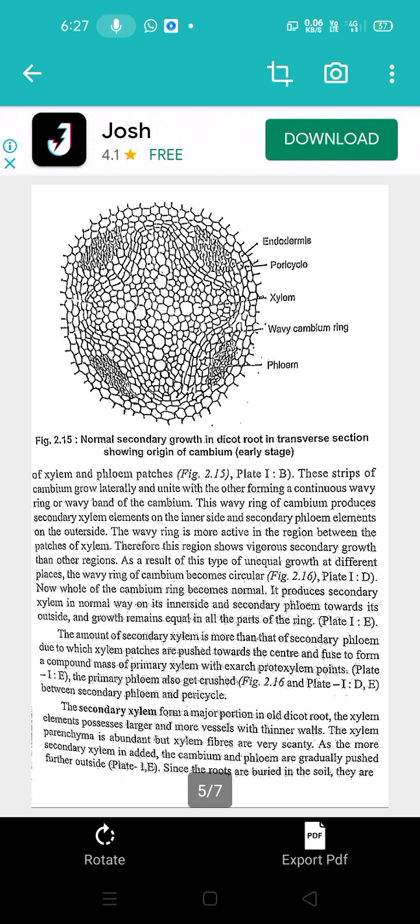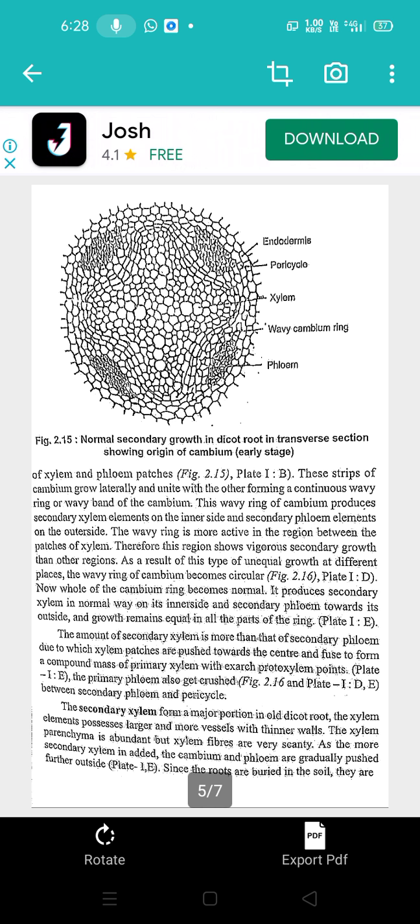of cambium. In this way, the ring of cambium produces secondary xylem elements on the inner side and secondary phloem elements on the outer side. The wavy ring is more active in the region between the patches of xylem. Therefore, this region shows more vigorous secondary growth than the outer region. As a result of this unequal growth at different places, the wavy ring of cambium becomes circular. Now the whole cambium ring becomes normal.